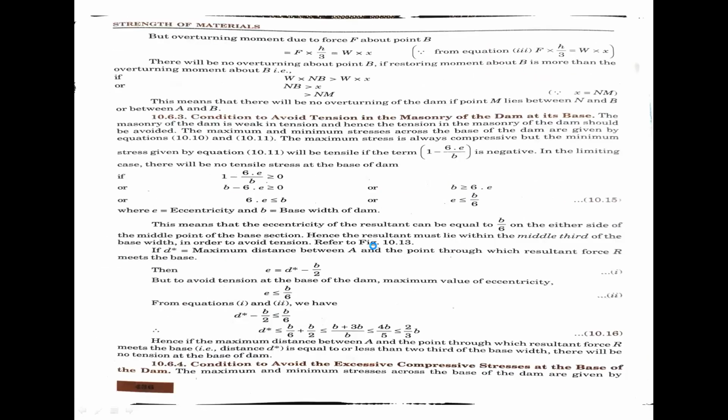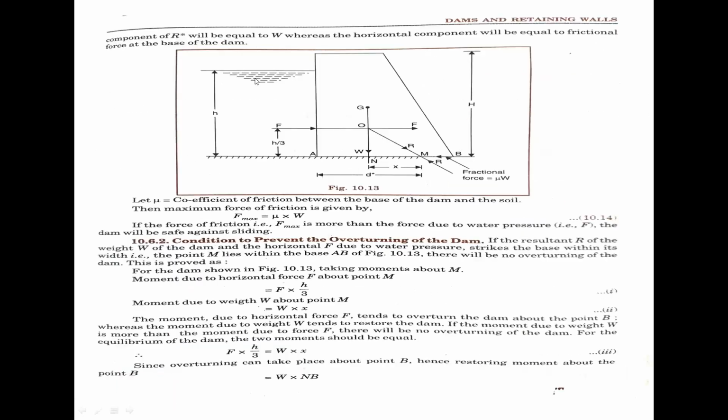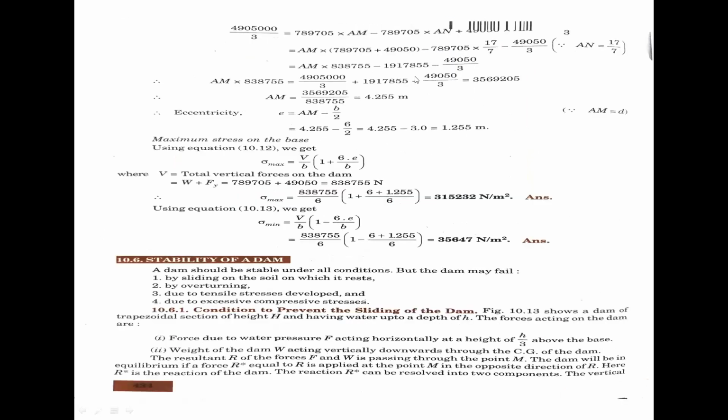Now see the diagram shown in the figure. Small h is the water level of the dam and capital H is the overall height of the dam. G is the center of gravity and capital W is the weight of masonry of the dam. Now the resultant force, the horizontal force acting is capital F, and the frictional force. This diagram shows a dam of trapezoidal section of overall height capital H and having water up to a depth of small h.